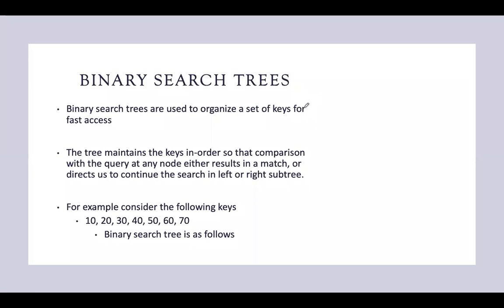For example, these are the following keys which I want to organize using a binary search tree. If you organize these keys according to the binary search tree type, then if you are searching for 60, you'll know how to proceed, how to search in the tree. For this example, the tree will be like this: 10, 20, 30, 40. I'm trying to organize them using a binary search tree so that if in future I want to search for any element, searching can be done easily. So it is organized like this.